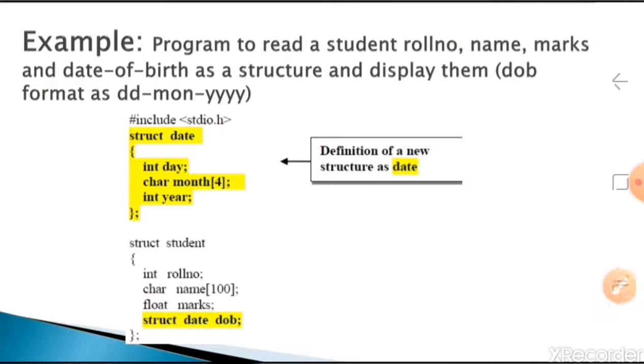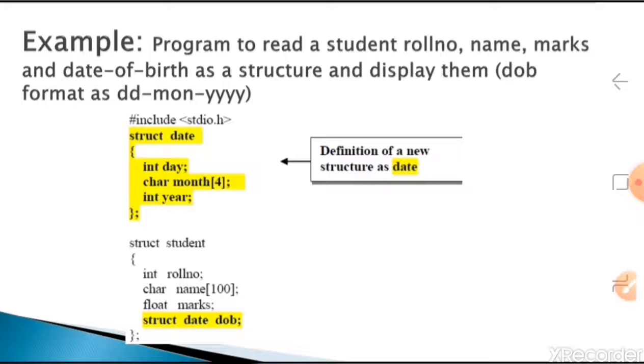So let us take one program now. Here we are going to write a program that reads student information and displays it. Student information contains roll number, name, marks and date of birth also. Previously we studied only roll number, name and marks. Now we will take date of birth also, and the date of birth format is given: DD, then month, which has 3 letters, then YYYY.